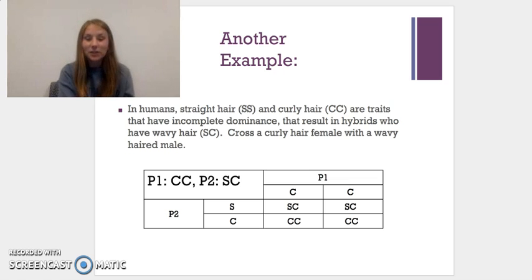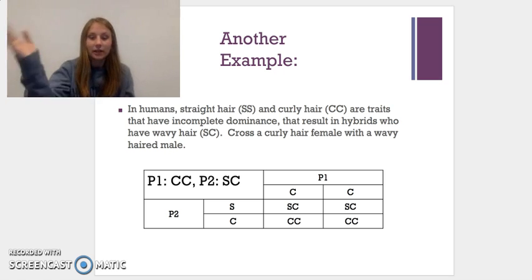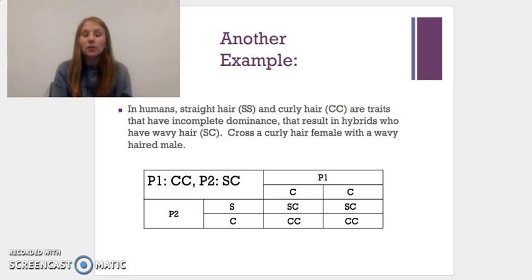All right, so let's see what you got. It said cross a curly-haired female, so I personally put that under parent 1 with a wavy-haired male, and I put that to the side of parent 2. My outcome was that I had 2 individuals who were going to have the wavy hair, and 2 other offspring who are going to have that curly-haired trait. And so you can see here that this was an example of incomplete dominance where we had a 50-50 split.